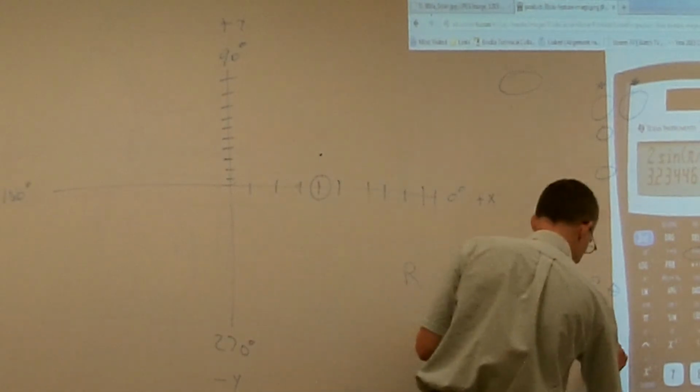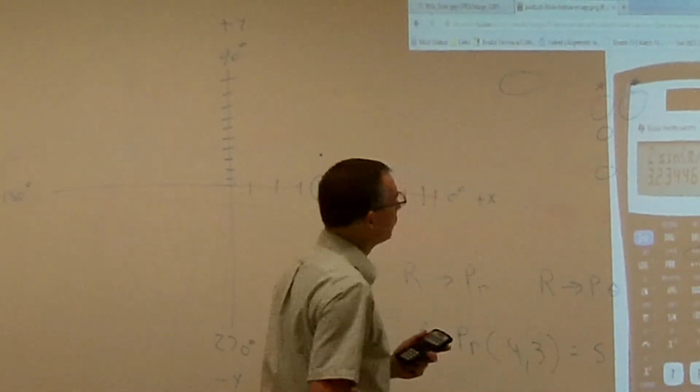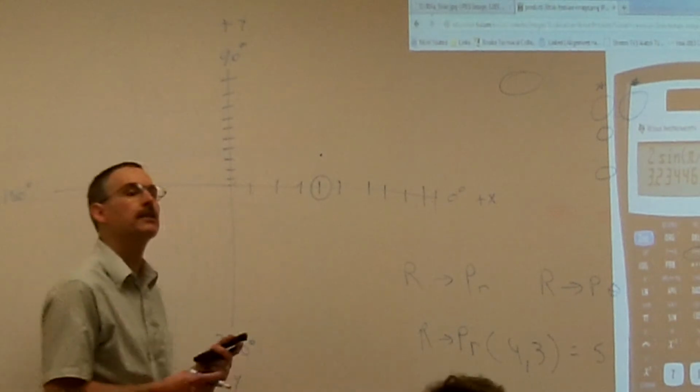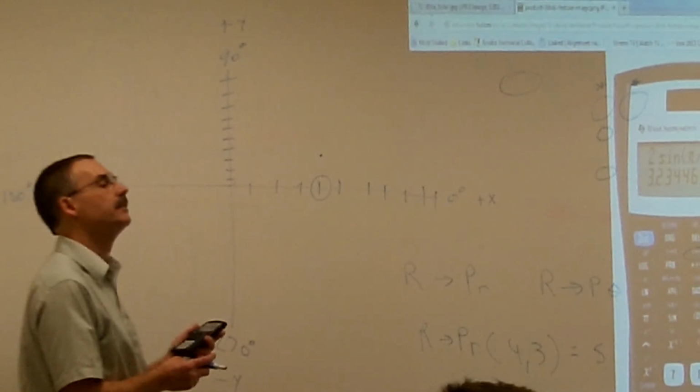Hit my equal sign and then I get 5. Okay, so everyone get that? Stuff like this. Everyone getting 5?